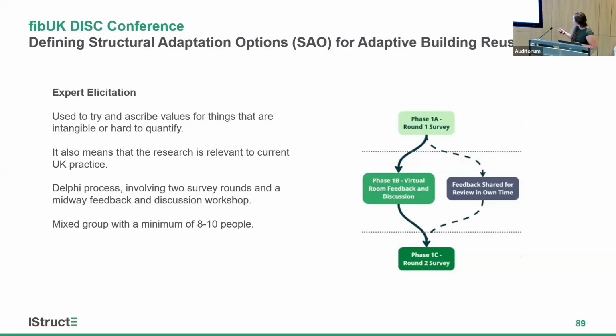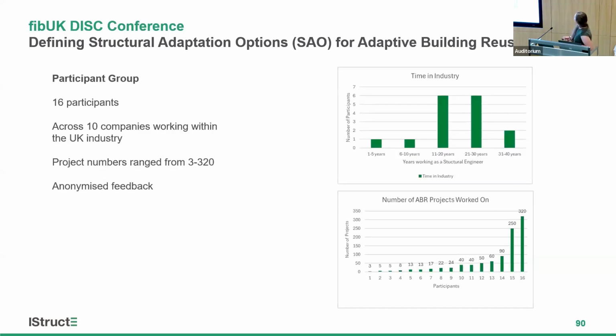For this study, on the right here, again a simplified diagram, we had a phase 1 survey that was done virtually. We then had a virtual feedback and discussion workshop with all the participants together before then having a secondary survey. So that's a quick overview.